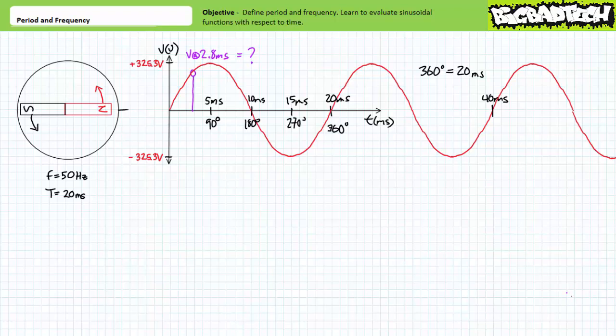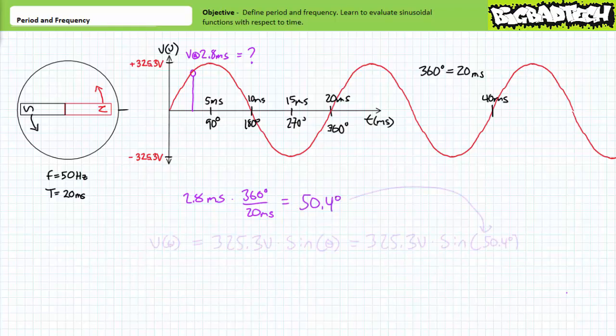Given we've established that output voltage of a generator is a sinusoidal function dependent upon angle, if we want to know output voltage at specific times, we need to convert between times and angles. Let's say we want to know the output voltage at 2.8 milliseconds. We need to convert 2.8 milliseconds into degrees. Given we're being asked to convert from time to degrees, the conversion factor needs to be set up such that units of time cancel out and units of degrees remain. 2.8 milliseconds times 360 degrees over 20 milliseconds yields an angular position of approximately 50.4 degrees.